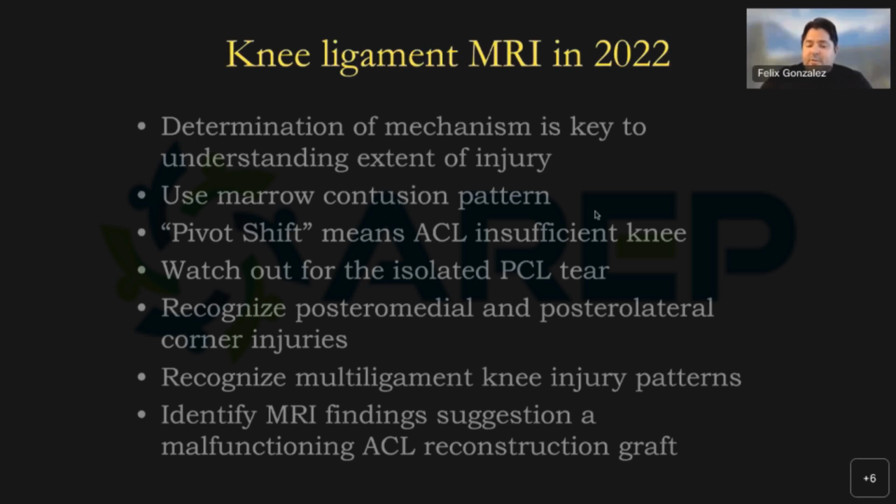Recognize that when you have multiligamentous knee injury patterns, there is edema everywhere, right? And then the association of that with vascular injuries. Always put that in your report. Multiligamentous injury and vascular injury are highly associated.